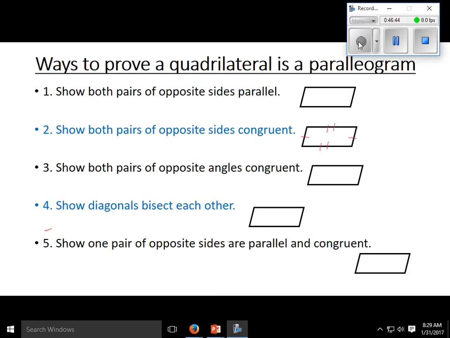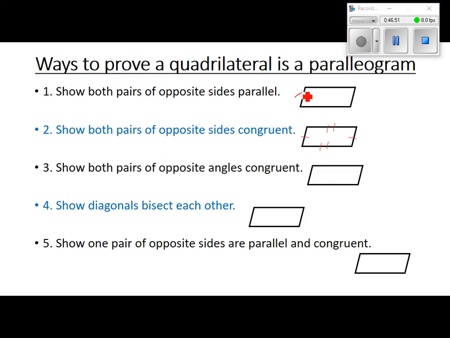The first one, show both pairs of opposite sides are parallel. So if you can show this, and I'm going to mark these, and you should probably mark them there on your paper. If those two sides are parallel, those two sides are parallel, then what do we know about the shape? It's a parallelogram.